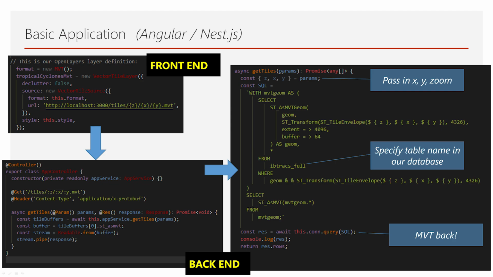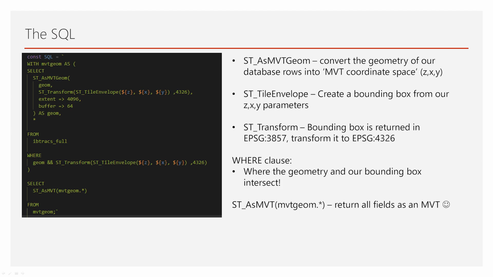So it's super simple. All the workings are in the SQL here, like this function ST_AsMVT. It's a really cool feature in PostGIS. Just quickly, the SQL there will convert the geometry of our database rows into MVT coordinate space. We take our bounding box that the front end passes in and we convert that into that space, and we run an intersect between the rows in our database and that bounding box, and that just gives us back the rows that we're interested in.